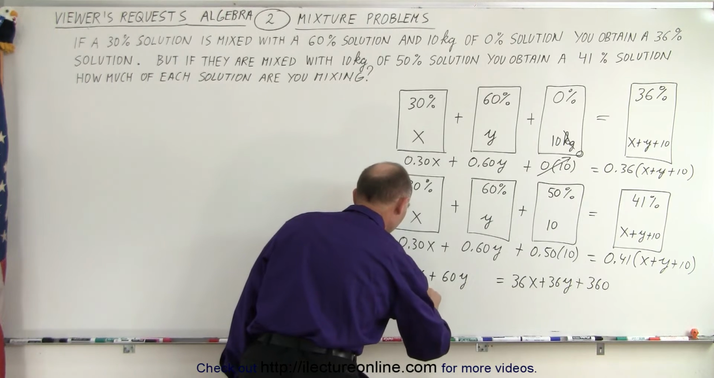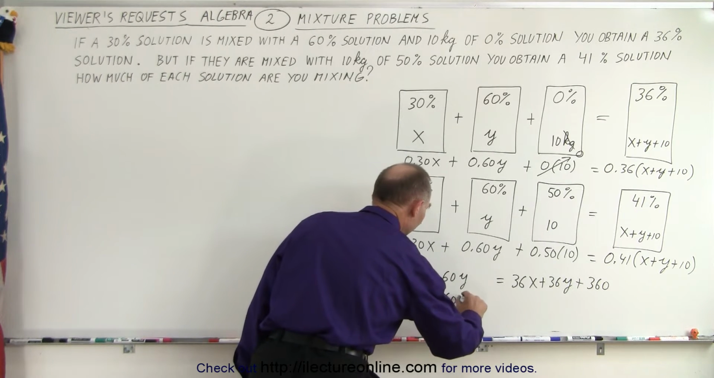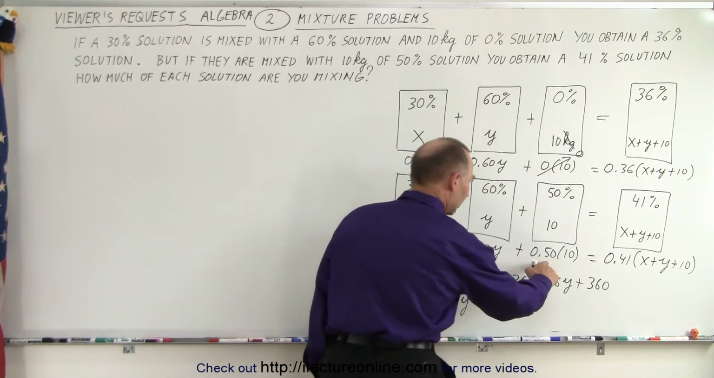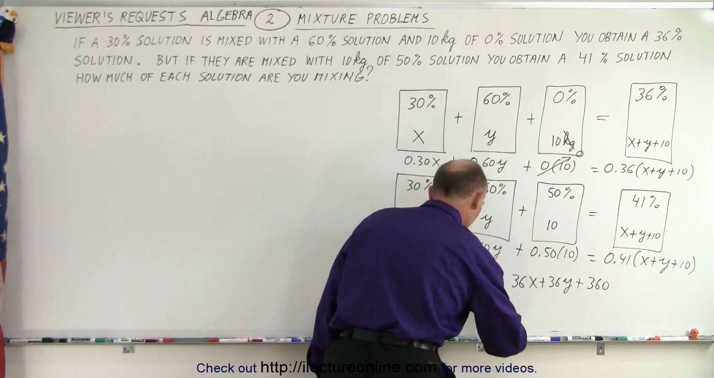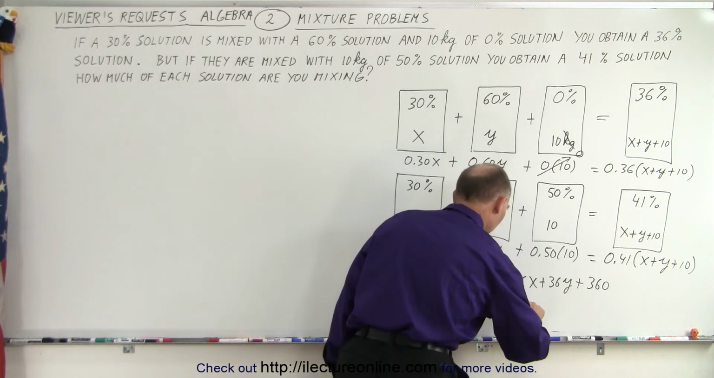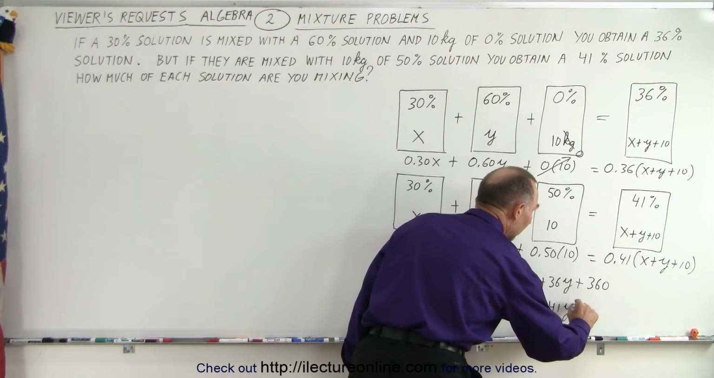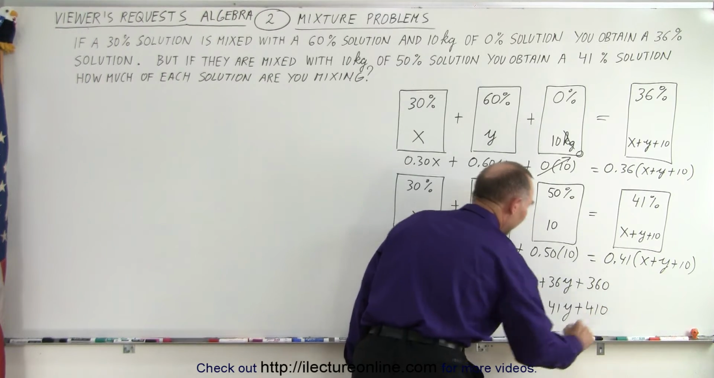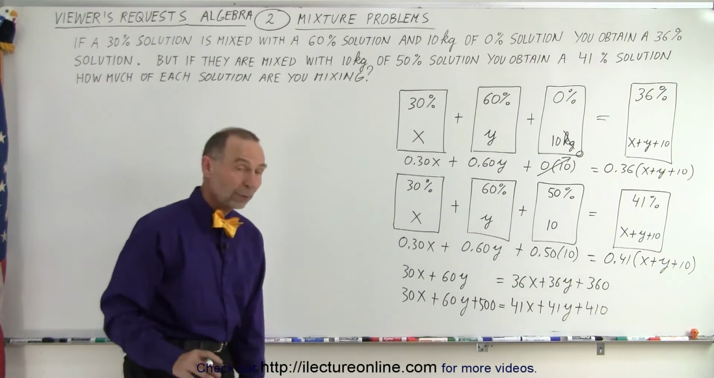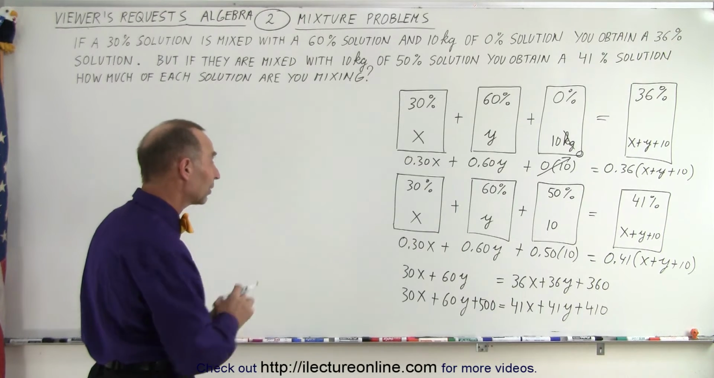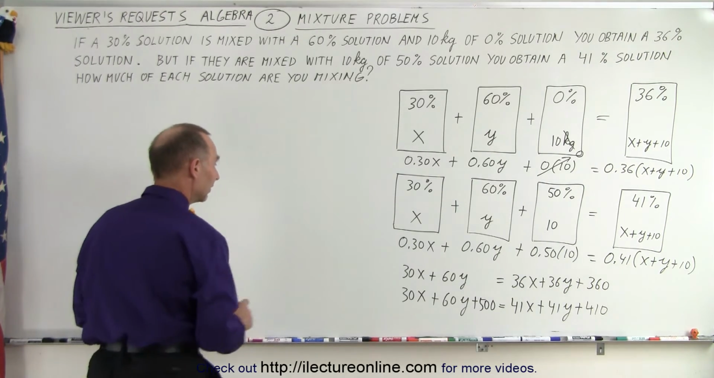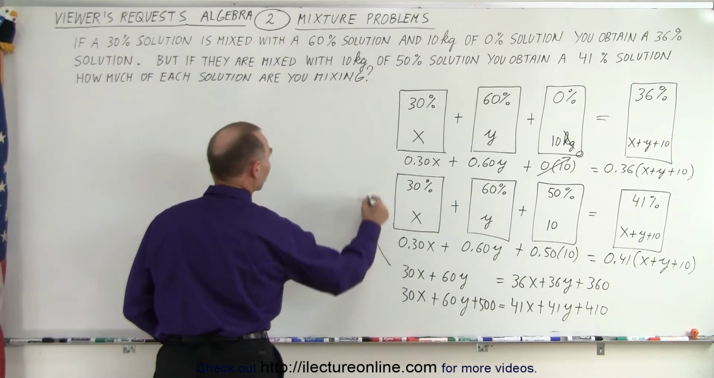We get 30 times x plus 60 times y plus 50 times 10 would be plus 500 is equal to 41x plus 41y plus 410. So those are the two equations. Now, of course, we want to combine like terms to make it simpler. So let's move over here.